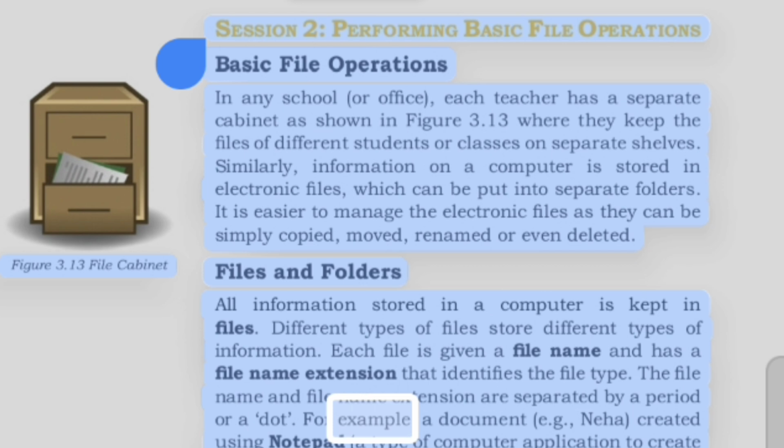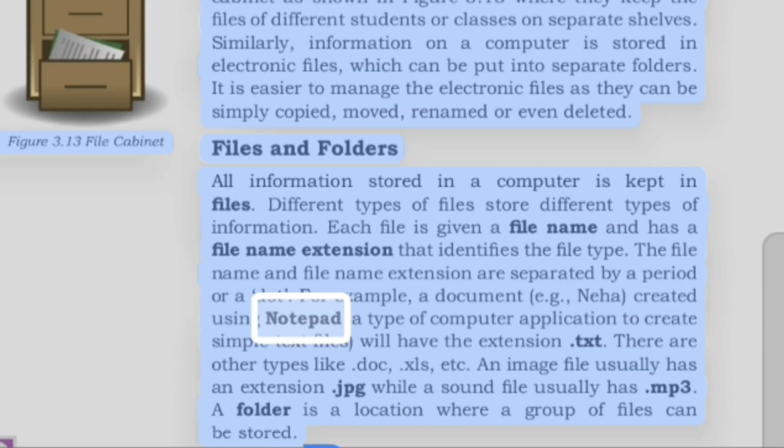For example, a document, e.g., Neha, created using Notepad, a type of computer application to create simple text files, will have the extension .txt. There are other types like .doc, .xls, etc. An image file usually has an extension .jpg while a sound file usually has .mp3. A folder is a location where a group of files can be stored.